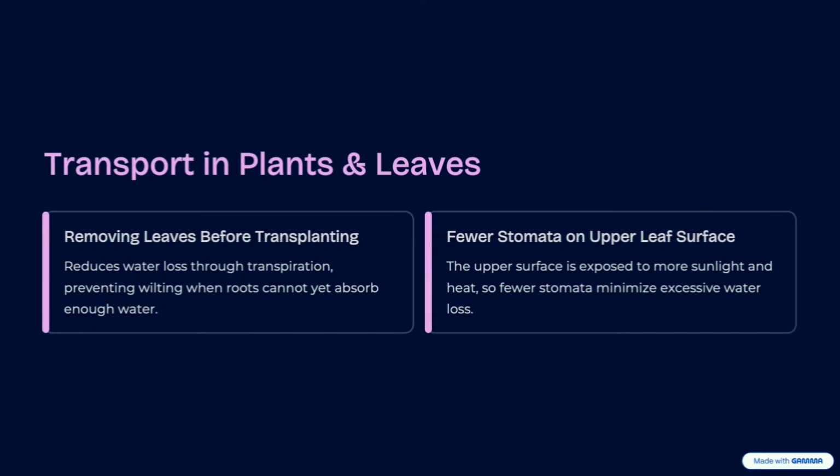Now, question 1, explain the following. Of course, question 1 came from which topic? Transport in plants. On the question paper, it was mistyped. It was typed transporting, but it was supposed to be: when transplanting a seedling, it is advisable to remove some of the leaves. So why do we do that? Of course, to reduce rate of transpiration. It reduces rate of water loss through transpiration and also prevents wilting.